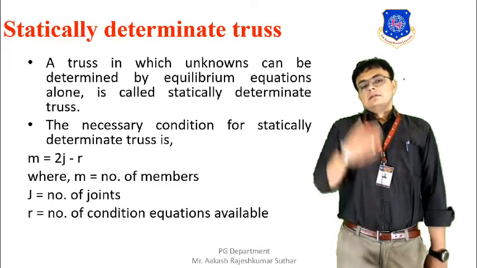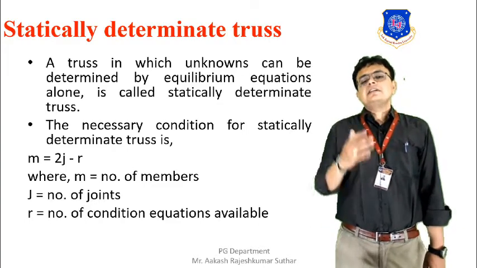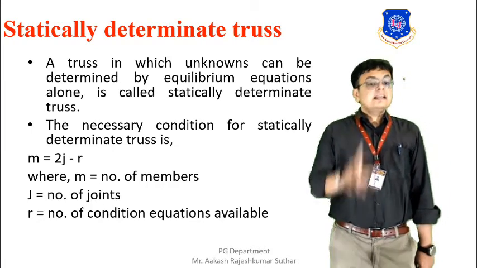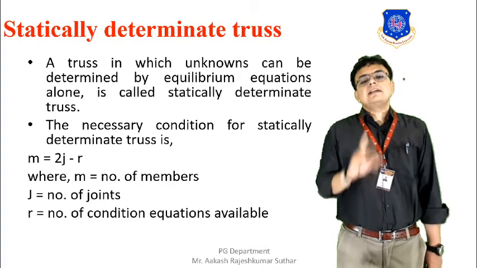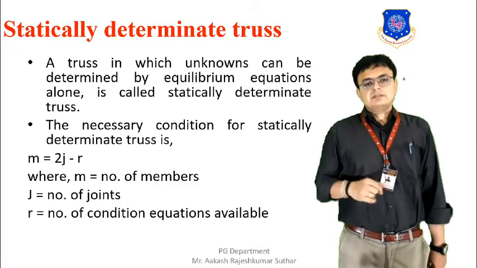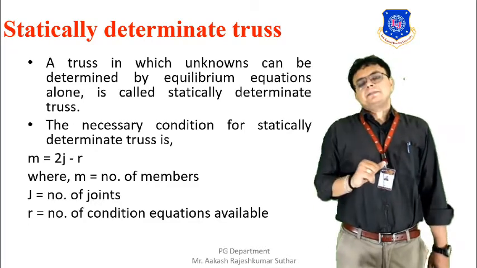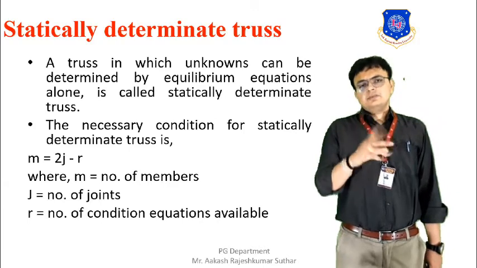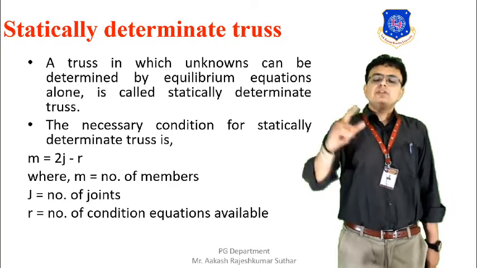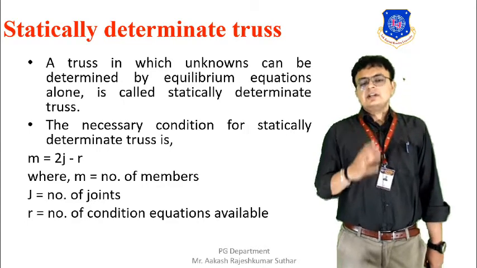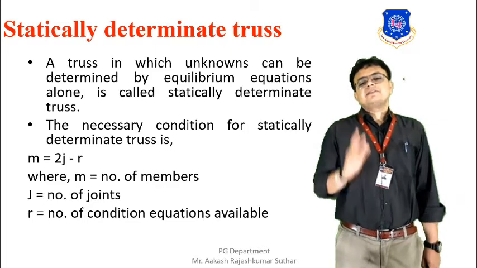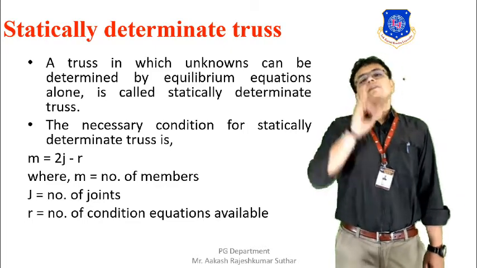Okay. The necessary condition for a statically determinate truss is given by the formula m equal to 2j minus r. This condition is required to be satisfied so that the truss will be a statically determinate structure. Now let's see what m, r and j mean. Basically, m is the number of members, j is the number of joints, and small r is, as usual, the number of conditions of equilibrium available.